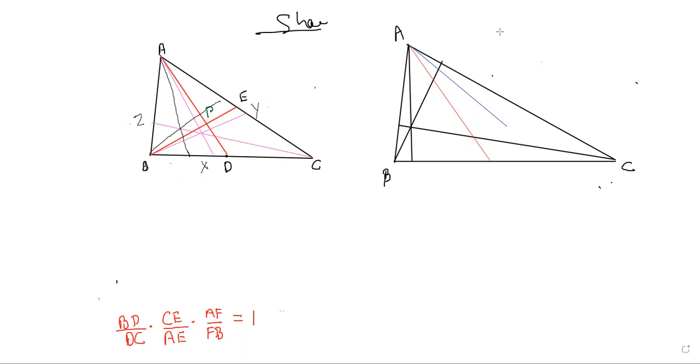So I'm reflecting, and do the same for the others. At least try to draw it and see what you get. Something very interesting. Then those three blue lines will also be concurrent, and that is going to be the circumcenter of the triangle, the center of the circle.